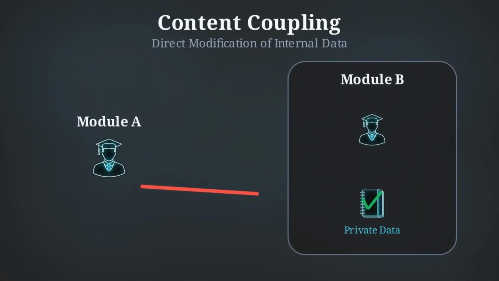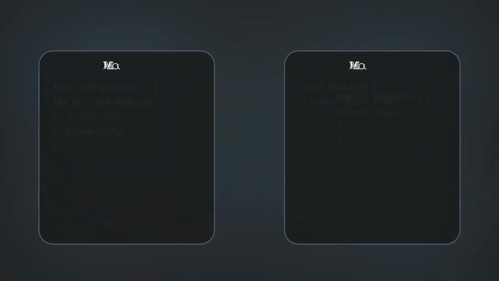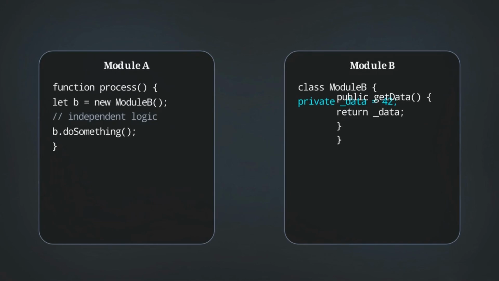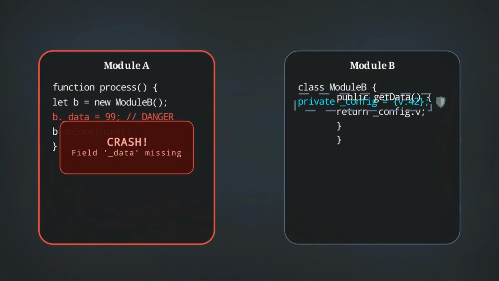Imagine a student reaching over, opening a classmate's private notebook, erasing an answer, and writing in a new one. The first student is directly overwriting the second student's private work. In code, content coupling occurs when one module explicitly modifies the internal, private data of another. Module A is reaching directly into the implementation of Module B. If Module B ever updates its internal structure, Module A will stop working immediately.